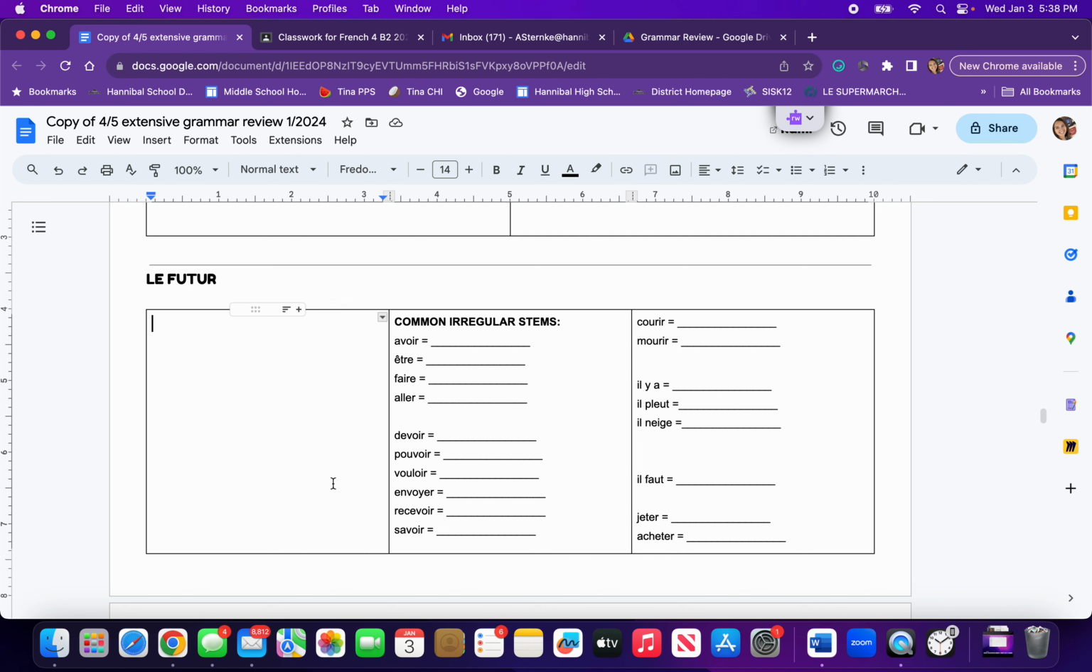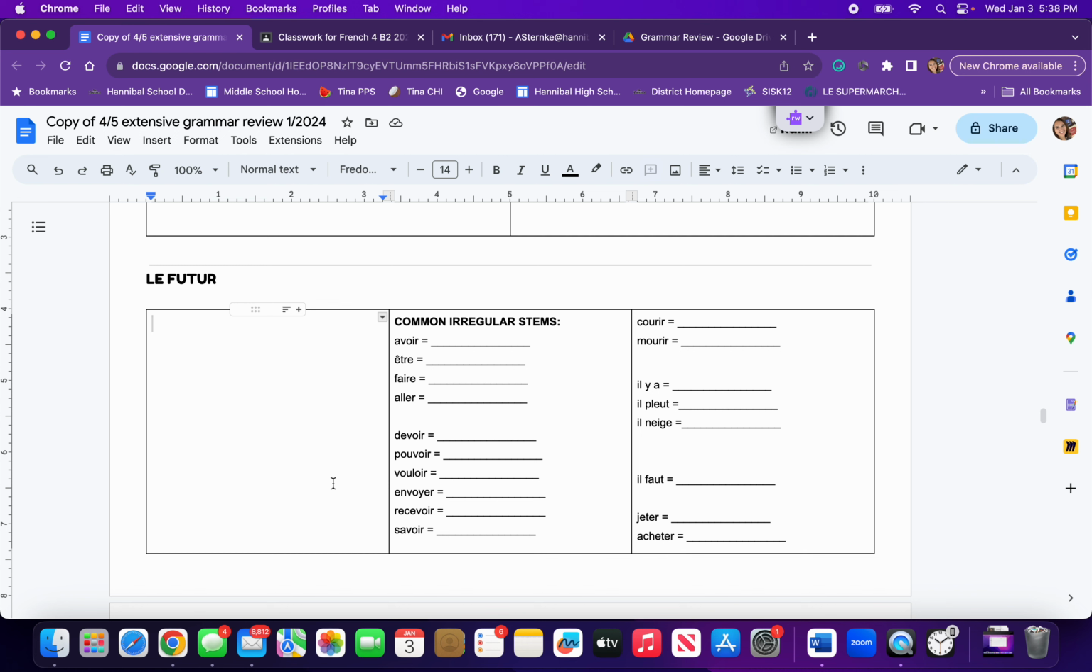But if I used the future to say my aunt will have a baby, that to me, if I'm using the future tense, probably means she's not necessarily pregnant yet, but she will have a baby someday, like she plans to do that. Okay, so that's the difference.